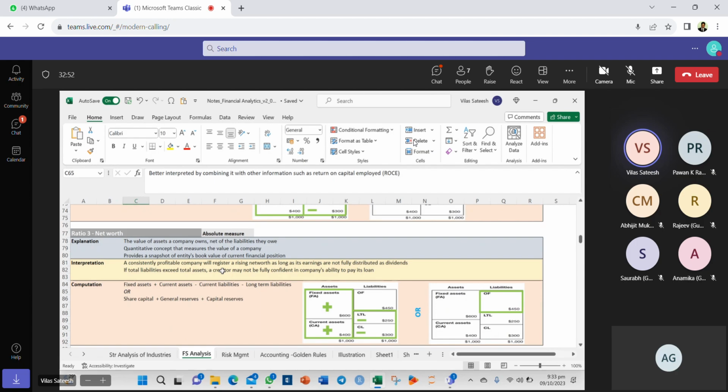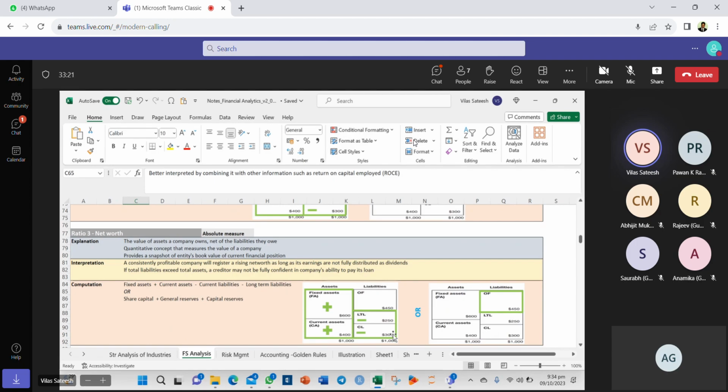So you can calculate it in two ways. It's nothing but share capital plus your accumulated profits, or you can calculate it this way: fixed assets plus current assets, that is total assets, minus your total liabilities, and this will give you the net worth. So how do you interpret this? If your company is consistently profitable, your net worth will always rise. As simple as that.